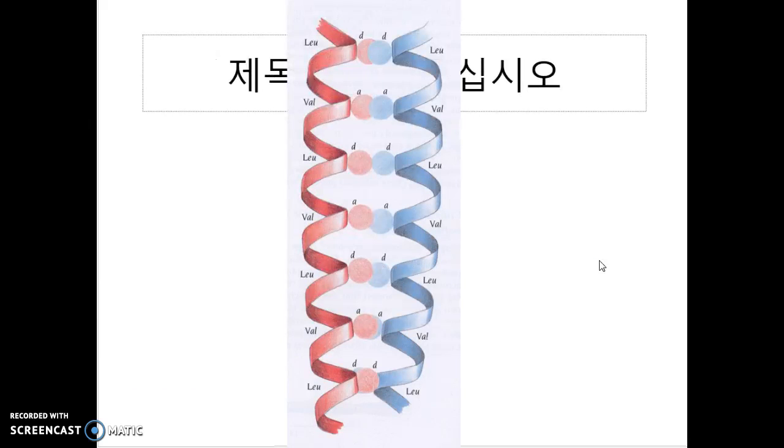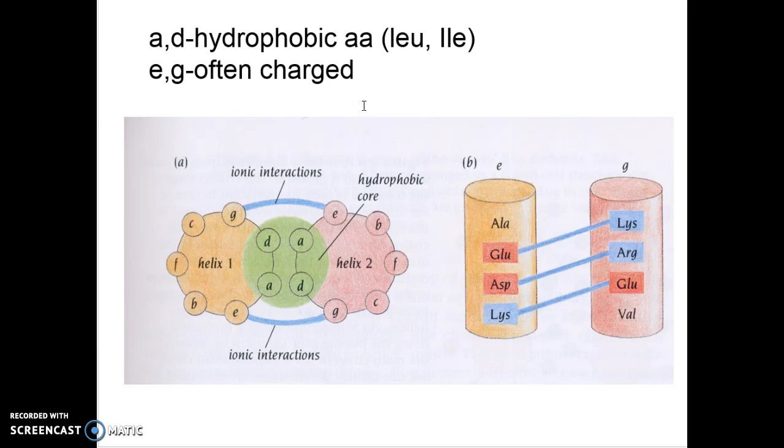So this hydrophobic leucine and that hydrophobic leucine interact with each other, making hydrophobic force. A also repeatedly interacts with each other. So they also provide hydrophobic interactions mostly. This summarizes the interactions contributing to making coiled coil structures.